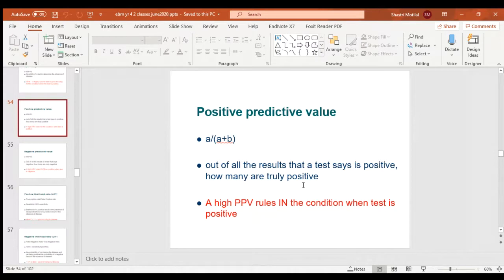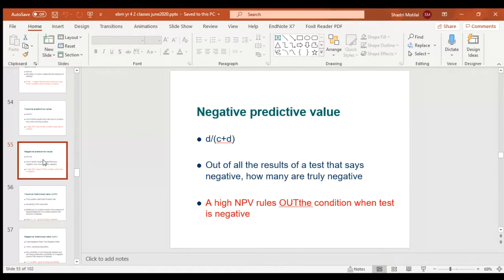So if I have 100 positive test results and 85 of them are truly positive, I say the positive predictive value is 85%. Right? So the higher the positive predictive value, the better that test is in ruling in the condition. Similarly, the negative predictive value is D over C plus D. Out of all the people who have a negative test, how many are truly negative? So if, let me just say, C plus D was 100 people who have a negative test, and 40 of them had a true negative result, then we'll say the negative predictive value was 40%.